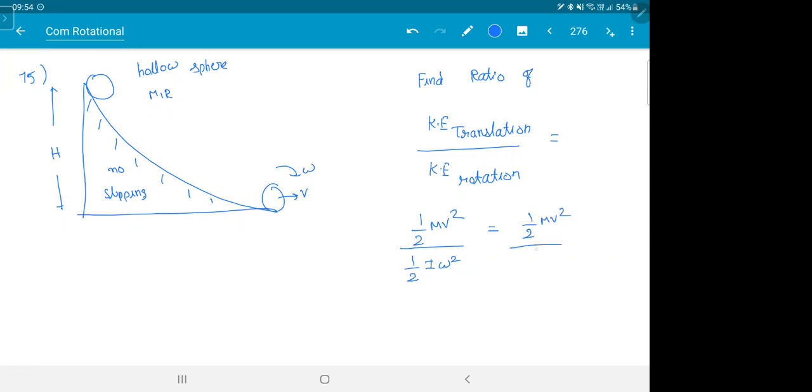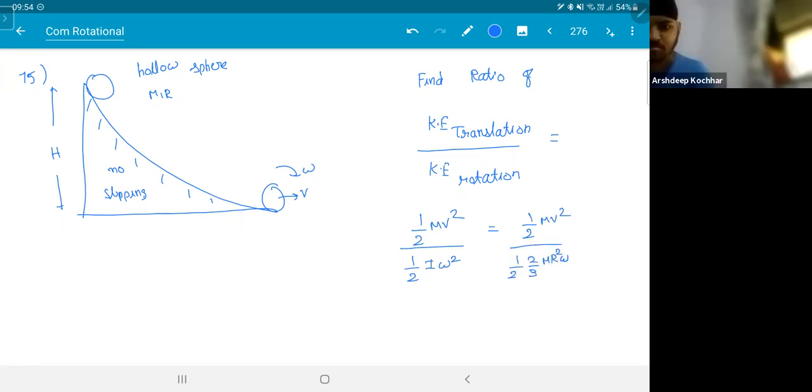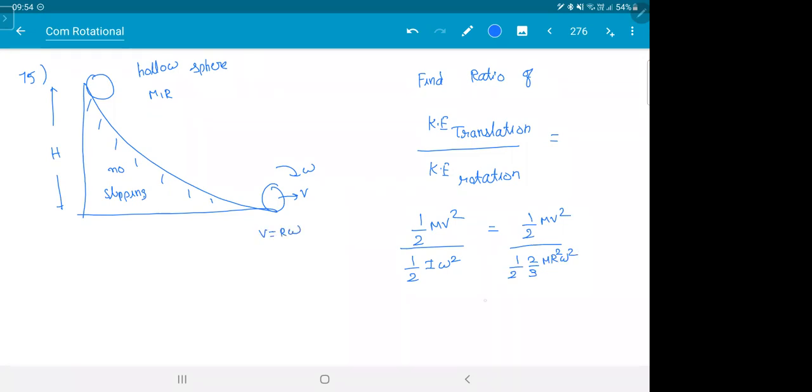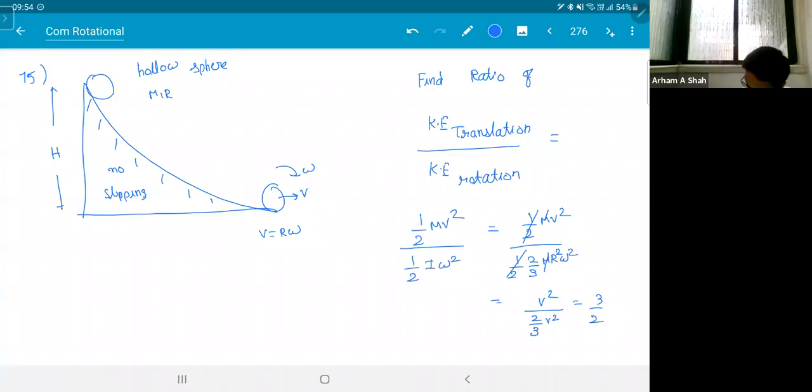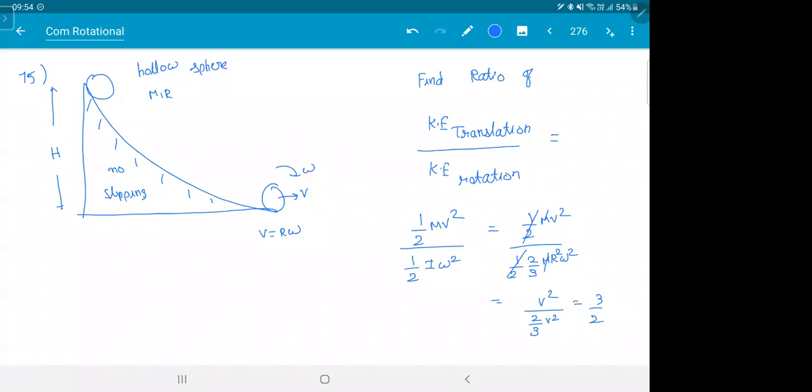What is I? 2 by 3 mr square. It is not slipping, so v is equal to r omega. So substitute there. Half will cancel. m will cancel. You get v square by 2 by 3 v square, 3 by 2. That's it. You need not do anything about height h. Meaning when the ball comes down, of the total energy, 3 parts will go for translation, 2 parts will go for rotation.